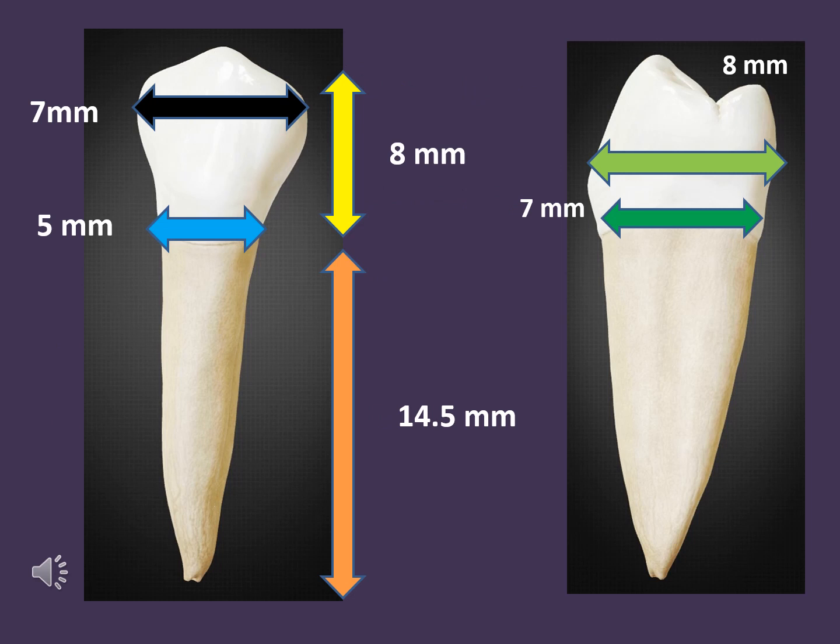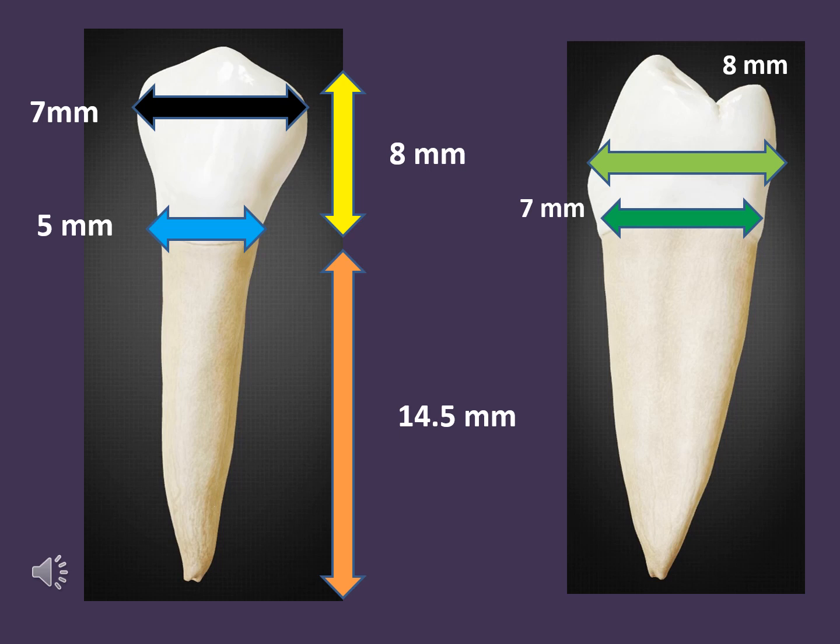Now we'll see the dimensions of mandibular second premolar. The cervico-occlusal length of the crown is 8 mm, which is denoted using a yellow color arrow. The length of the root is 14.5 mm, which is denoted using an orange color arrow. The mesiodistal diameter of the crown is 7 mm, which is denoted using a black color arrow. The mesiodistal diameter of the crown at the cervix is 5 mm, which is denoted using a blue color arrow.